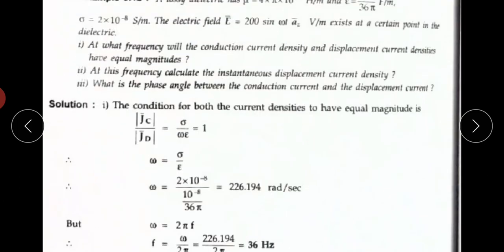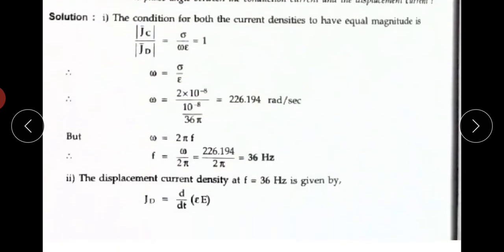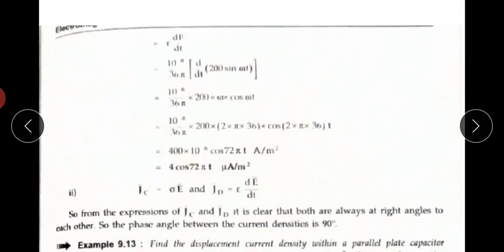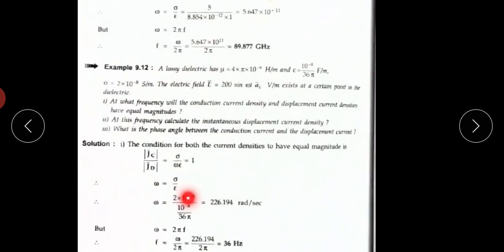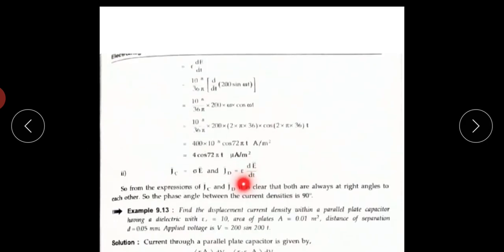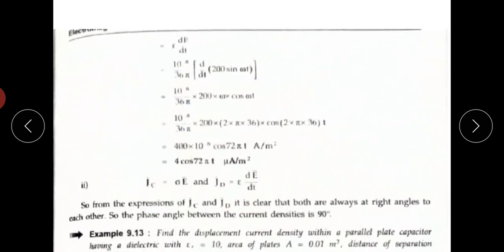So next one, find the instantaneous displacement current density. Now we have to find the displacement current density at this frequency. So displacement current density JD bar equals dou by dou T of D bar, and D bar equals epsilon into E bar. So JD equals dou by dou T of epsilon into E bar. Epsilon is given as 10 to the power of minus 8 by 36 pi. And given E bar equals 200 sin omega t.